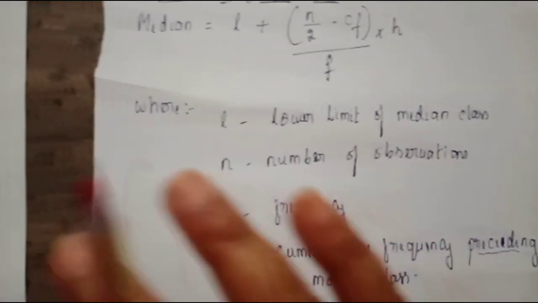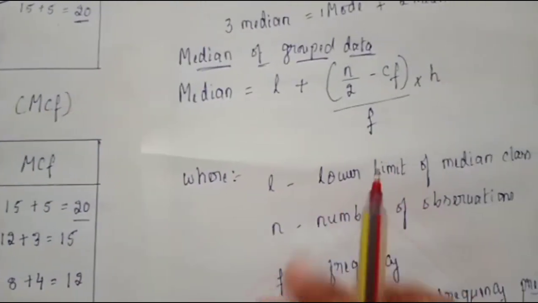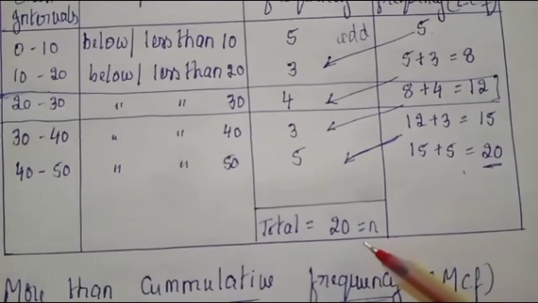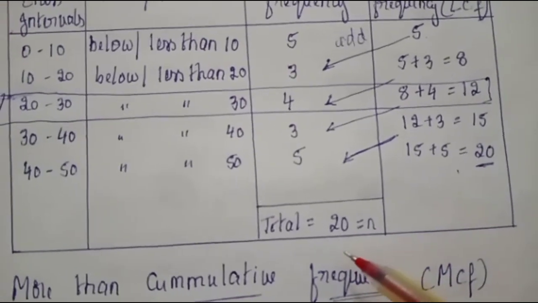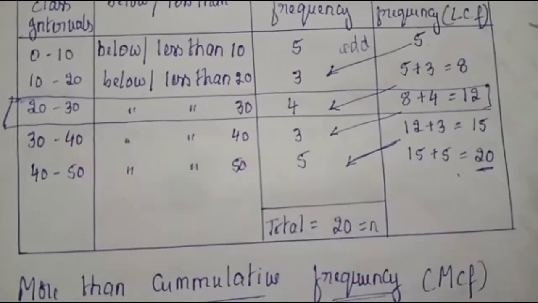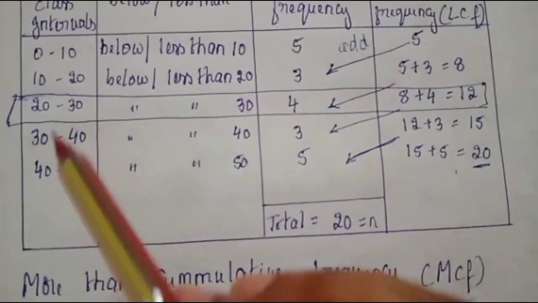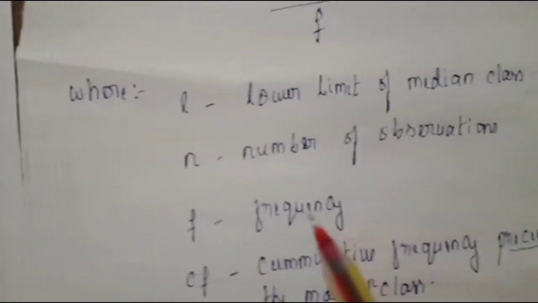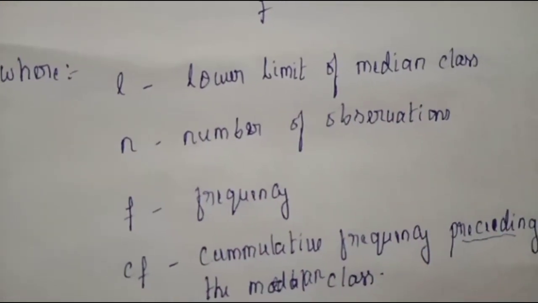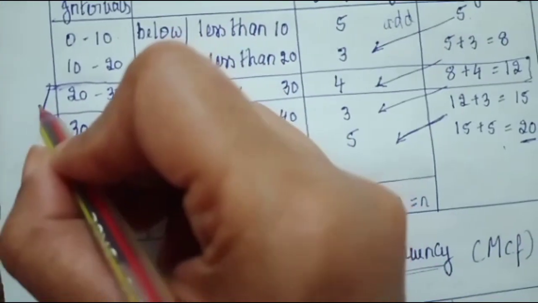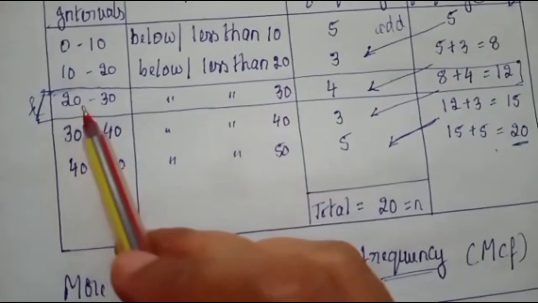Now in this same example, let me tell you the values of L, CF, F and H. Just now I found out the median class. N is 20, and 20 by 2 is 10. When you observe here, 10 falls in 12, so 20 to 30 becomes the median class. As I said, L is the lower limit of the median class. So what is L? Exactly, L is 20.